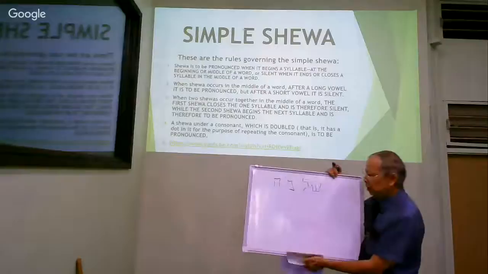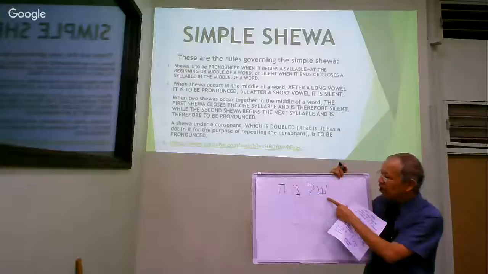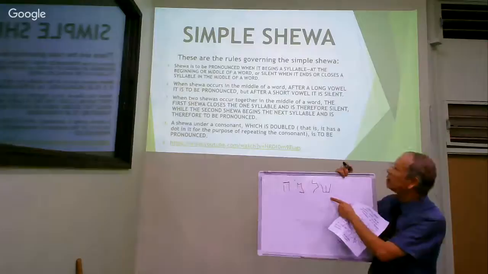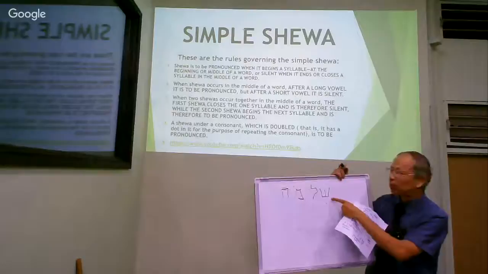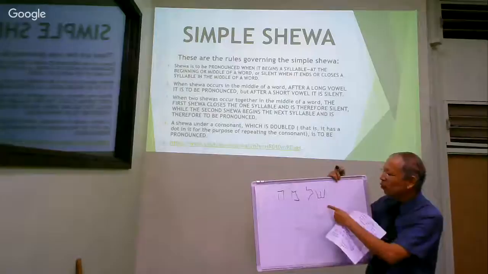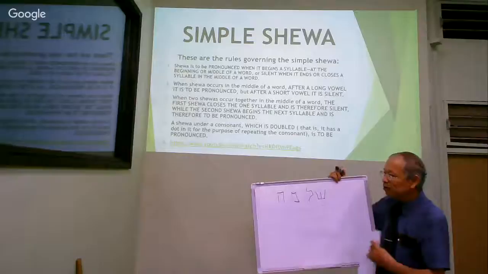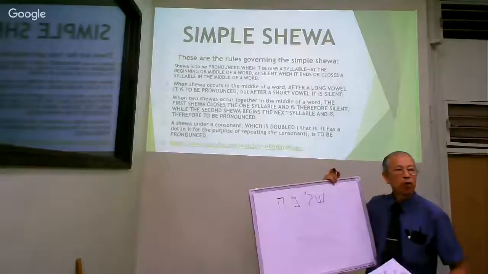Now here we have the name Shalomo. You have Shin, which is an SH sound, and underneath the Shin you have the Shewa. Now notice that Shewa is at the beginning. It begins a syllable. Here's a syllable, Shin. And when it begins a syllable, at the beginning of a word or the middle of a word, it is to be pronounced. This Shewa begins the name Shalomo. Shalomo means Solomon. Shalomo is the Hebrew word which is brought into the English as Solomon.